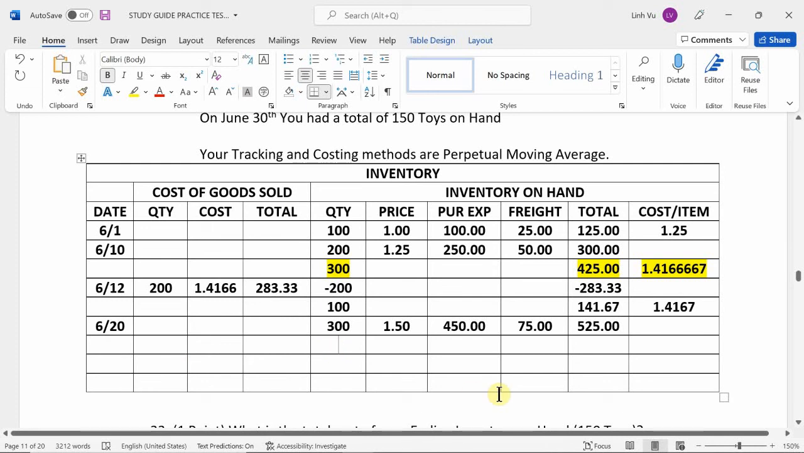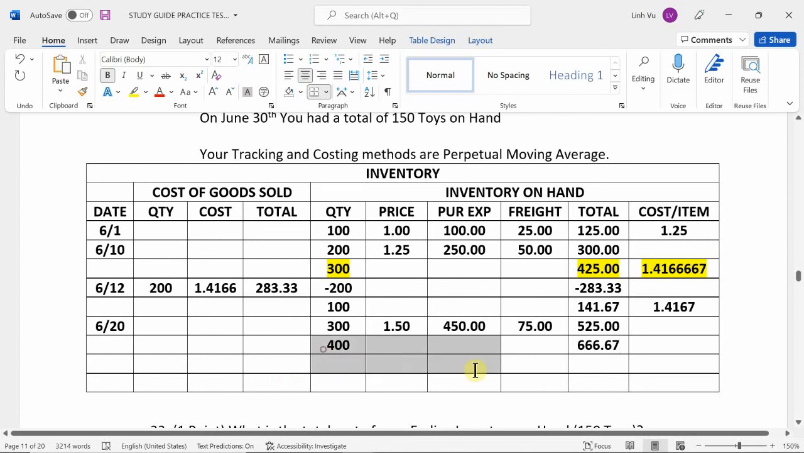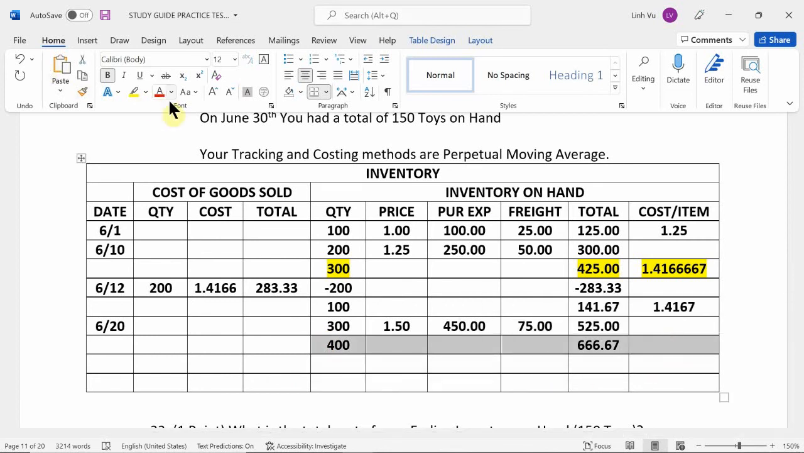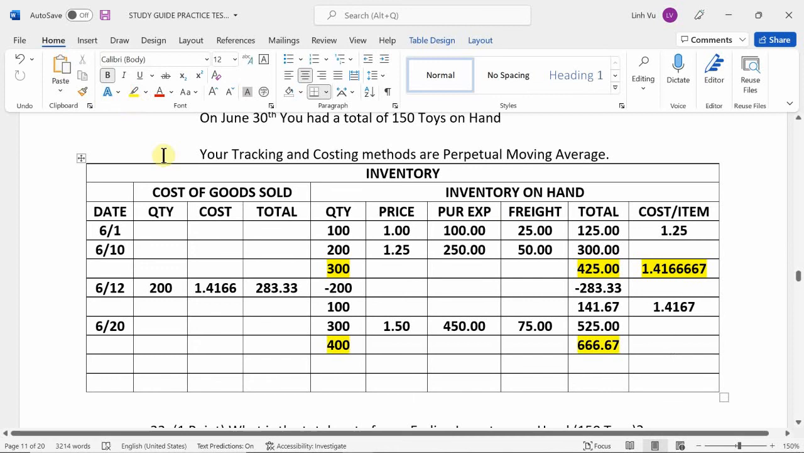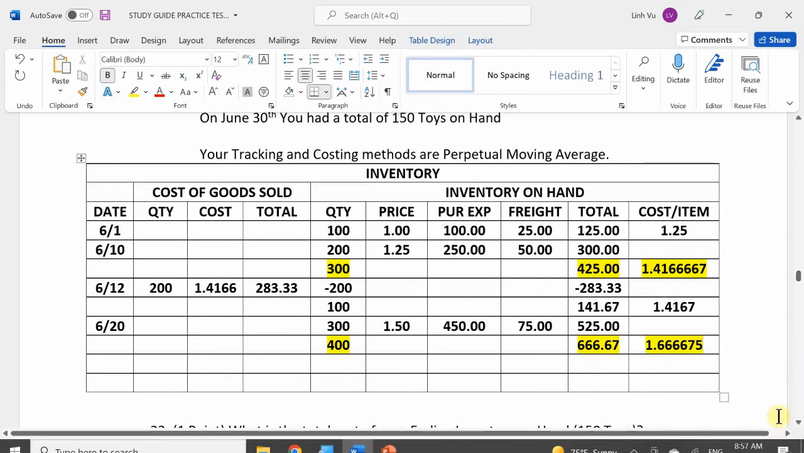Okay, so 300 times 1.50 is 450, plus 75, 525. Okay. So now I need to calculate my new average cost per item. So how many items do I have in grand total right now? 400. What's my total purchase price? 666.67. Okay. So what is my average cost per item now? 1.666675. Mm-hmm. Perfect. Okay. So that's my average cost per item.